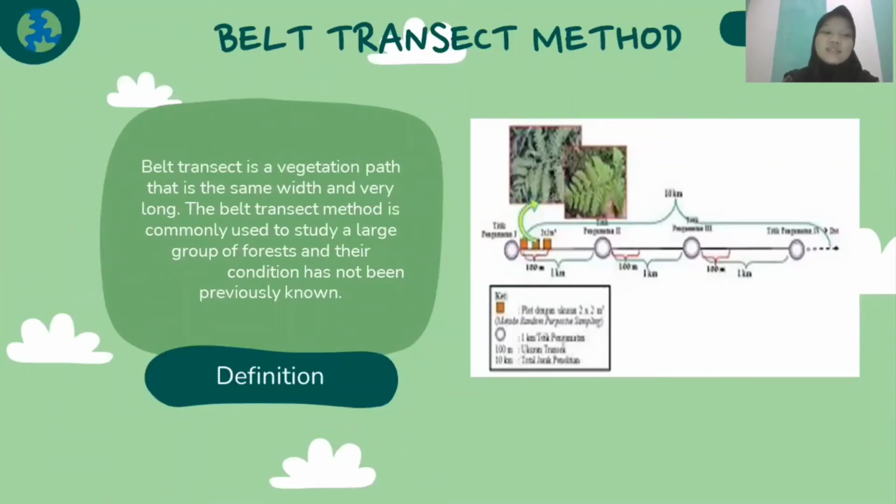And the second transect method is the belt transect method. Belt transect is a vegetation path that is the same width and very long. The belt transect method is commonly used to study a large group of forests and their condition has not been previously known.